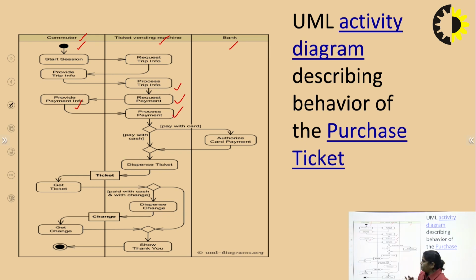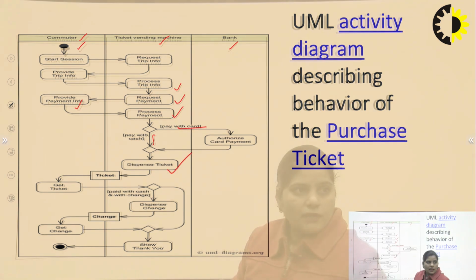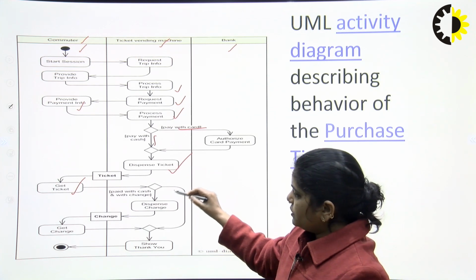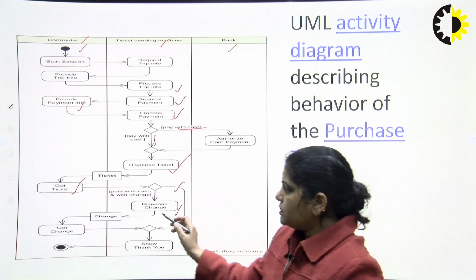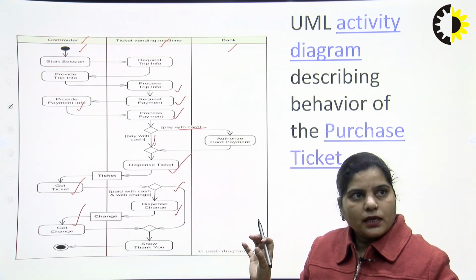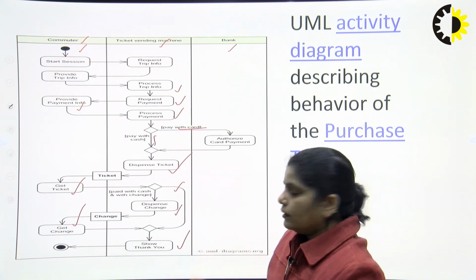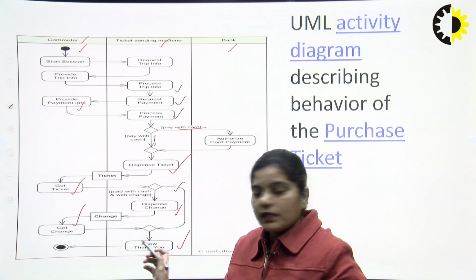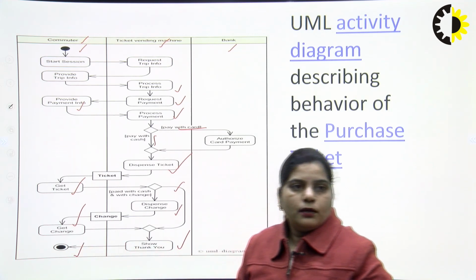When we process payment, we have two options: pay with cash or pay with card. When paying with card, we authorize the card payment, and both merge, and then the ticket gets dispensed. Get ticket, then if paid with cash, dispense the change, get the change, and then show that the particular user has received the ticket. Then a message such as thank you, or whatever message you want to display, gets displayed and the complete process gets closed or ends.